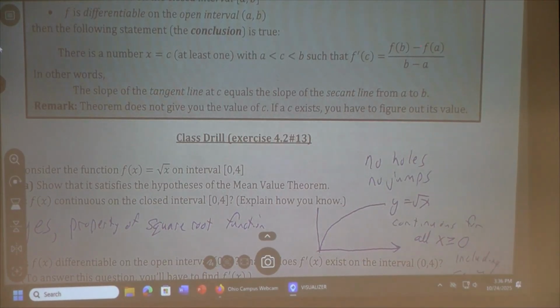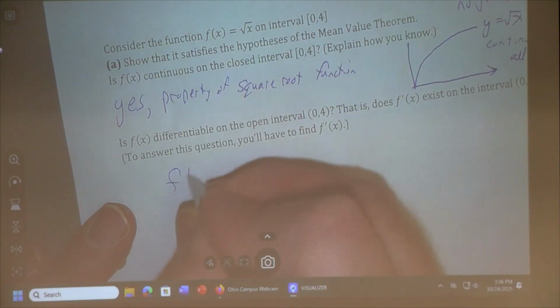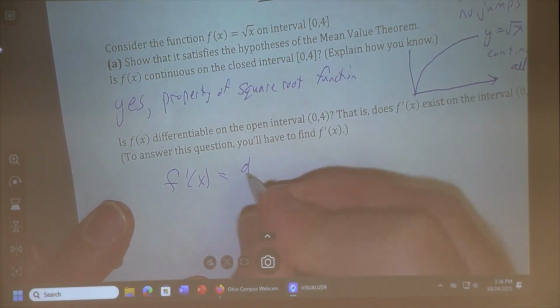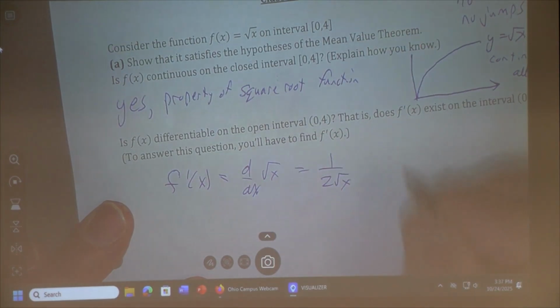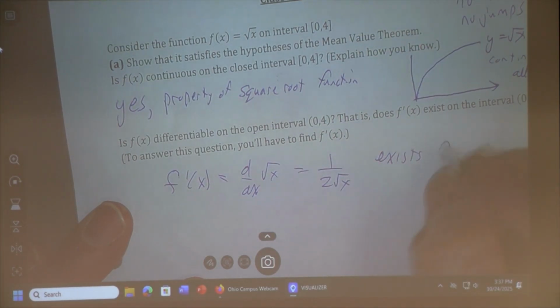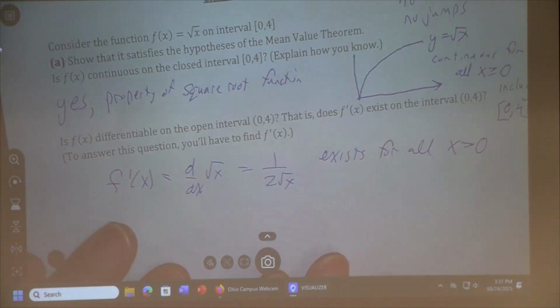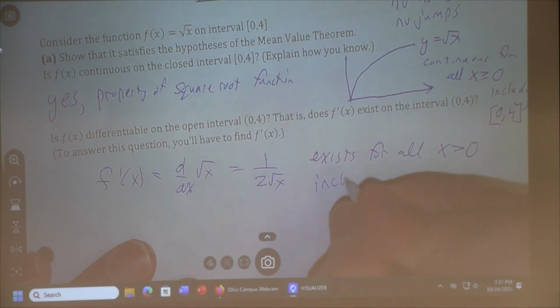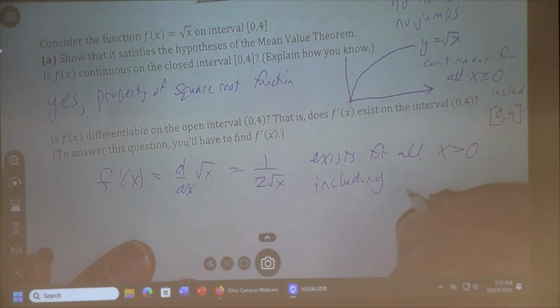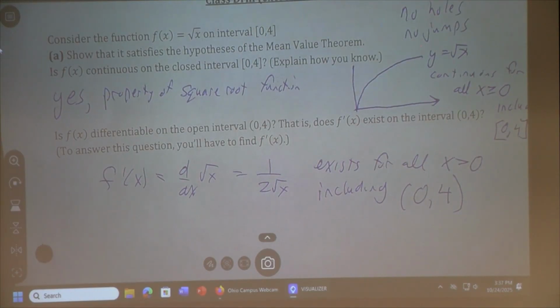Well, let's see how that's borne out in the formula. F prime of x is the derivative of square root of x. That's 1 over 2 square root of x. So this exists for all x greater than 0. It does not exist when x equals 0. So in particular, it exists for all of the x's that we care about, the x's in that open interval. All right, so we've satisfied the hypotheses.